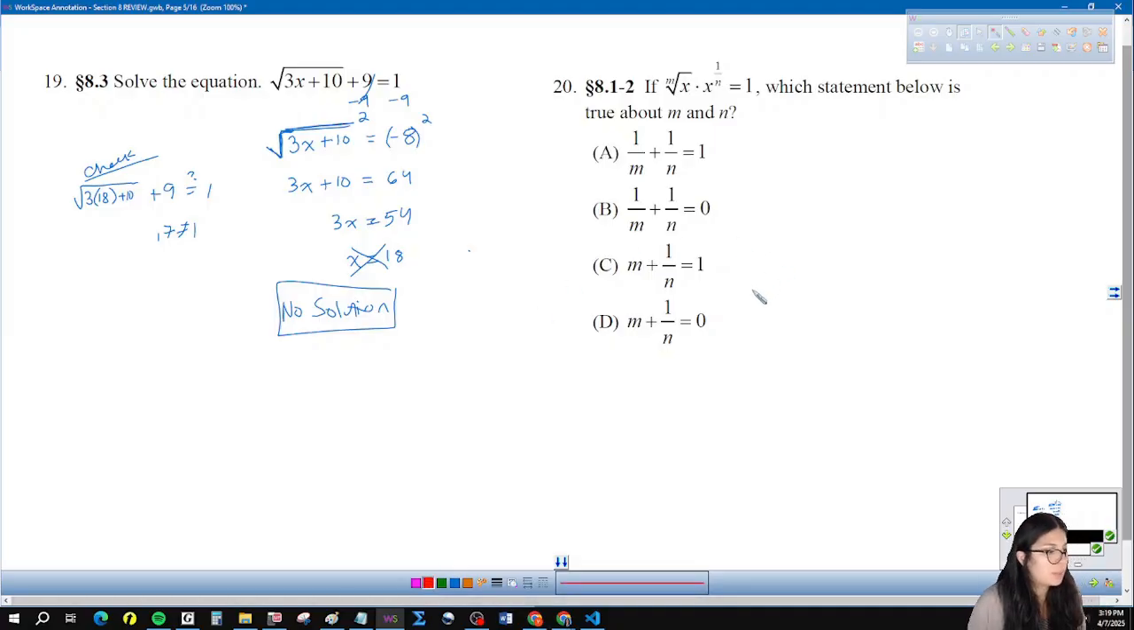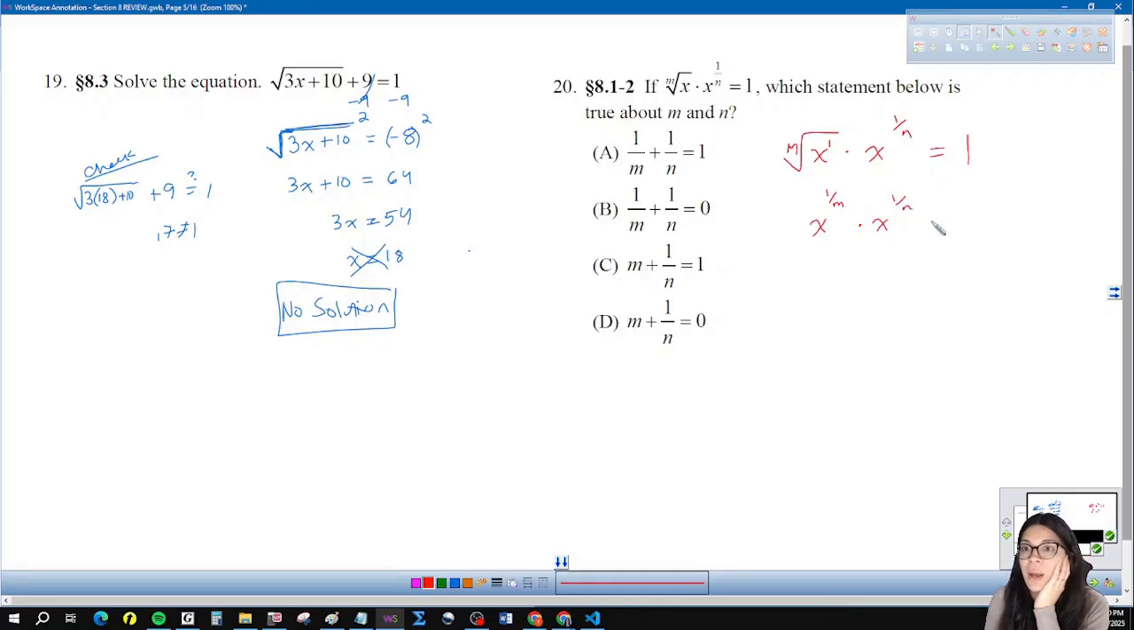Okay, moving on to number 20. So on number 20, they're asking us to find what the true statement is of m and n. So let me go ahead and write down the equation that they gave us. So they gave us the mth root of x times x to the power of 1 over n, and that equals 1. Now, remember that we want to get all of the terms to have the same exponential form. So I'm going to switch this to x to the power of 1 over m.